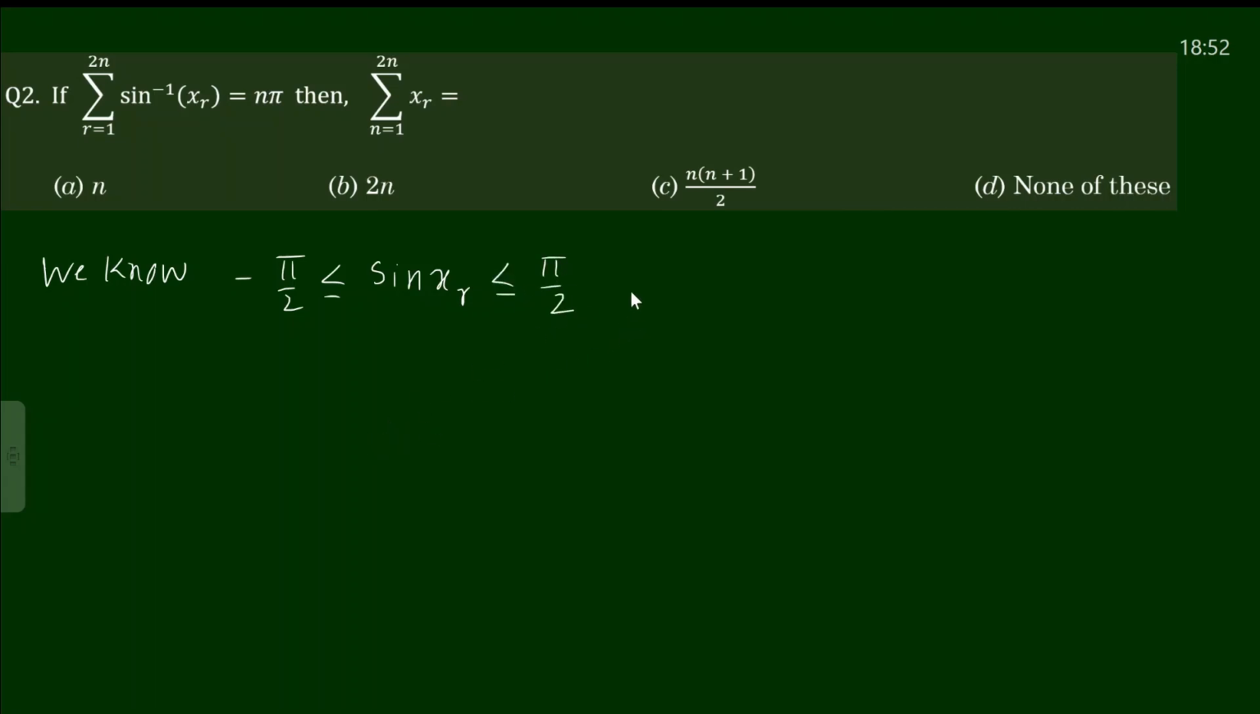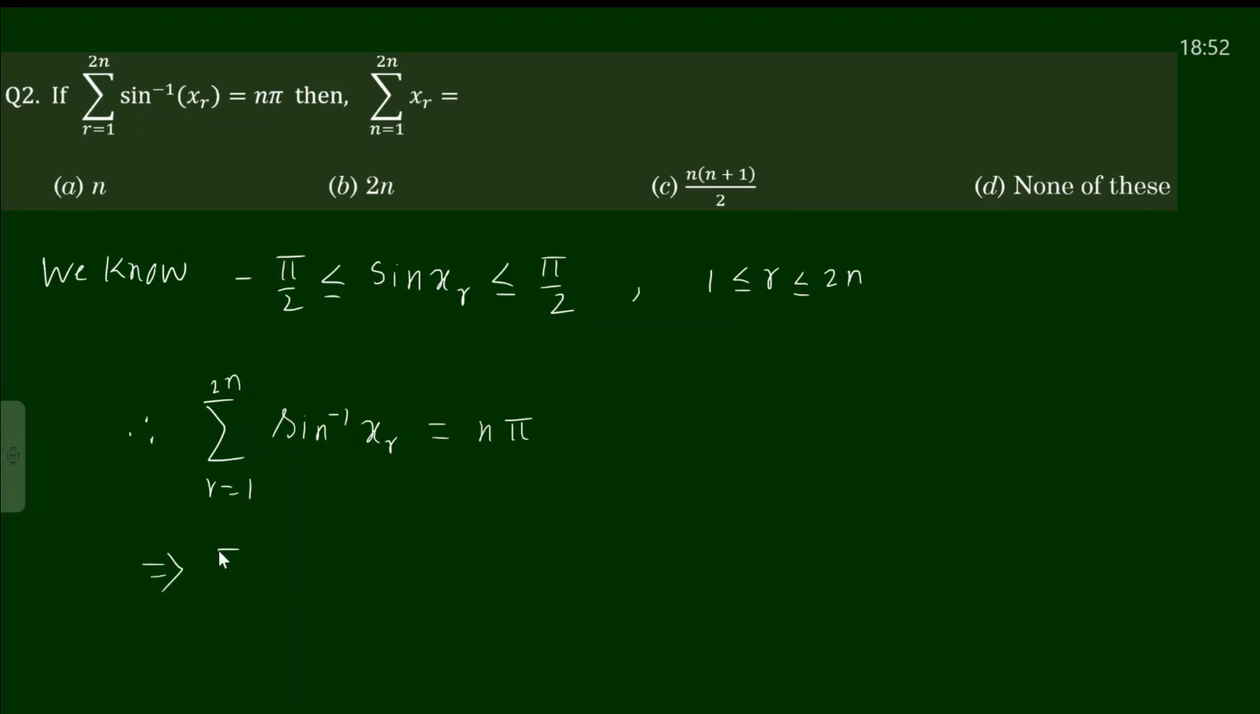And here r is going from 1 up to 2n, as per the given question. Now you see, take this expression: the summation of r from 1 up to 2n of sine inverse of xr is equal to n pi. This is given. So this implies, for r from 1 up to 2n, it is n pi.